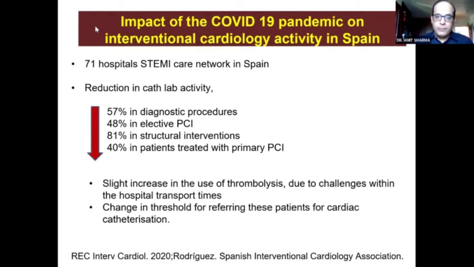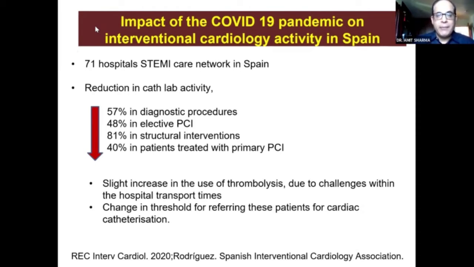If we see in Europe, that's where our data comes from, majority is from Europe, there was a significant drop in all diagnostic procedures. And they have a very extensive ST elevation myocardial infarction care network, where all patients are immediately wheeled to the cath lab, and they have commendable work done in terms of speed of opening arteries up in acute myocardial infarction. You can see there was a significant drop in diagnostic procedures, even elective procedures, structural heart disease, and even in patients who were taken up for a primary PCI.